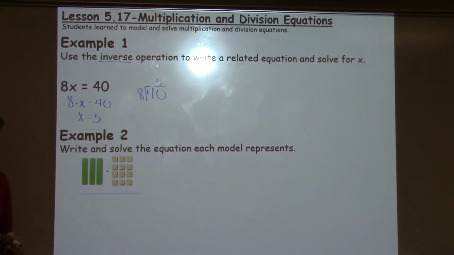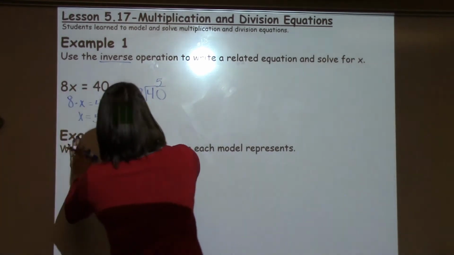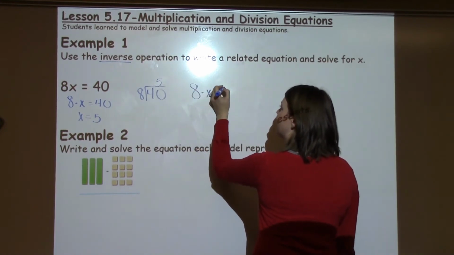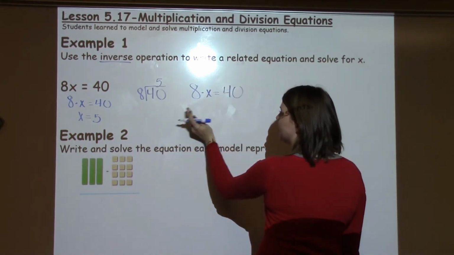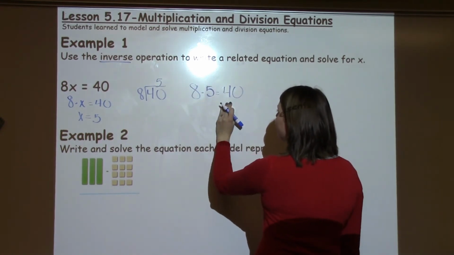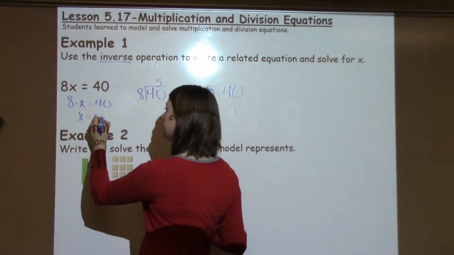Now, one thing that we really encourage students to do is go back and plug in their numbers. So in this case, I'm going to take my 8x equals 40, and then I'm going to make sure that my x now is going to be my 5. When I look at this problem, is 8 times 5 40? Yes, it is. So my answer 5 is actually correct.